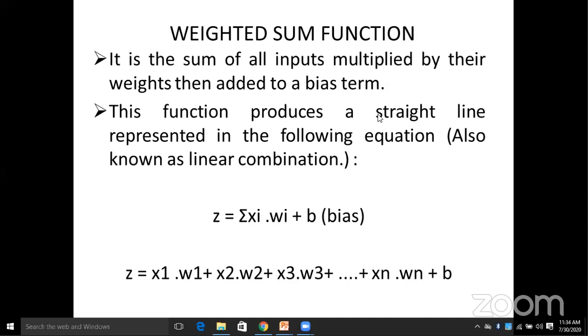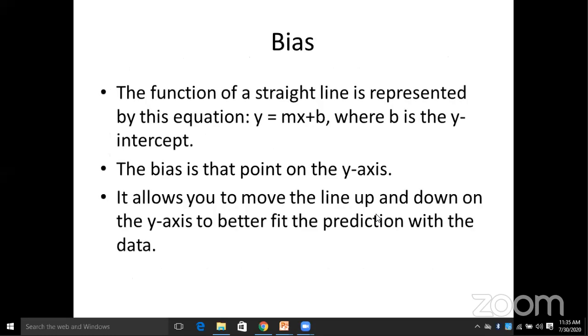Weighted sum function. It is the sum of all inputs multiplied by their weights, then added to a base term, the bias term. So the function produces a straight line. This is very, very important. Whenever you are doing this summation, it produces a straight line. But the straight line we are taking with the help of what? A little bit of linear algebra. We take the straight line as y equal to mx plus b.